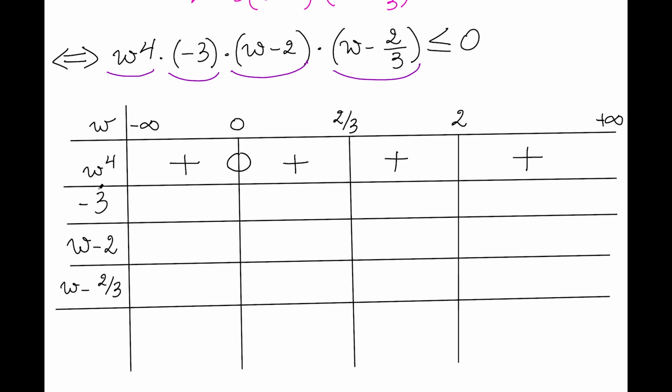Minus 3 is an entity that doesn't depend on w, so it's a constant, and that constant is always negative. So negative everywhere. w minus 2 is 0 at 2, when w is 2.